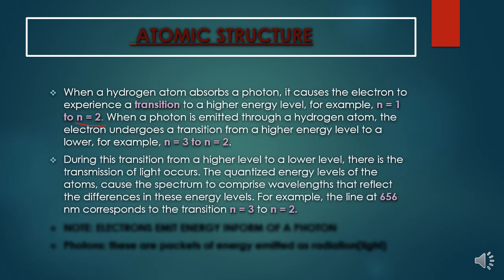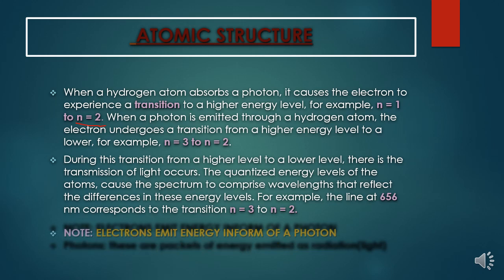The other thing that we're supposed to know here is that if an atom loses a photon, if it is quantized, it means it is going to lose energy, a photon, sorry, and that electron will experience a transition which will make the electron move from a higher energy level to a lower energy level, depending on the type of energy that has been lost.